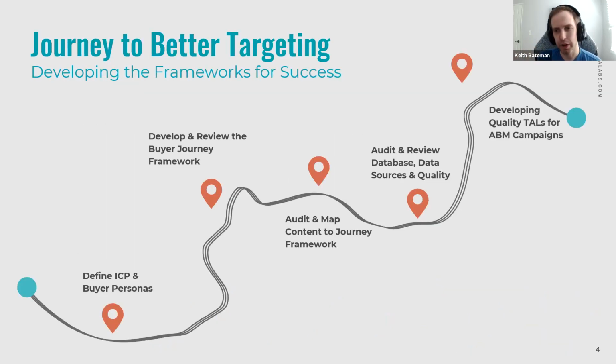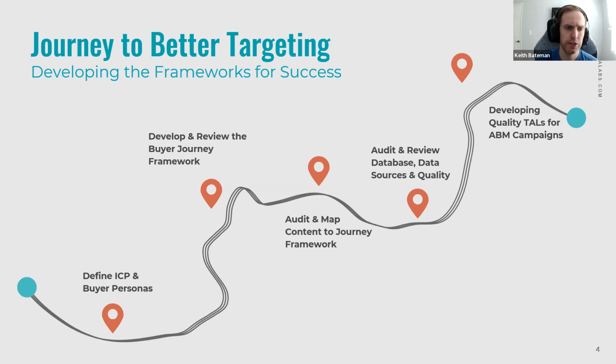So this is the journey we're going to go on today. ABM-A-THON is all about the sprint. It's a long journey, so you take a piecemeal at a time, but this is our journey towards better targeting. So we're going to be talking about many different things today, taking many different stops. The first one is going to be about defining our ICP and our buyer personas. That's going to be the first stop.